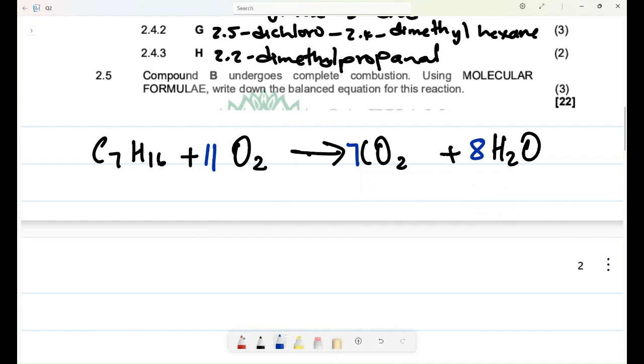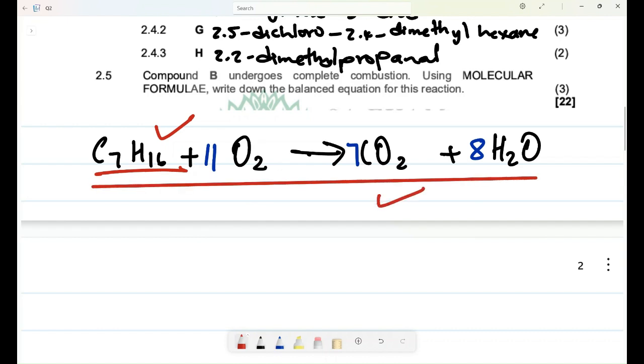Now the first 3 marks. The first mark, it is this one. The second mark, it is the correct molecular formula of inorganic reactants and products. All of these, it is correct. 1 mark. Then the last mark, it is when it is balanced. That's where you get your 3 marks. So you can get a 2 here out of 3 if you maybe forgot to balance.